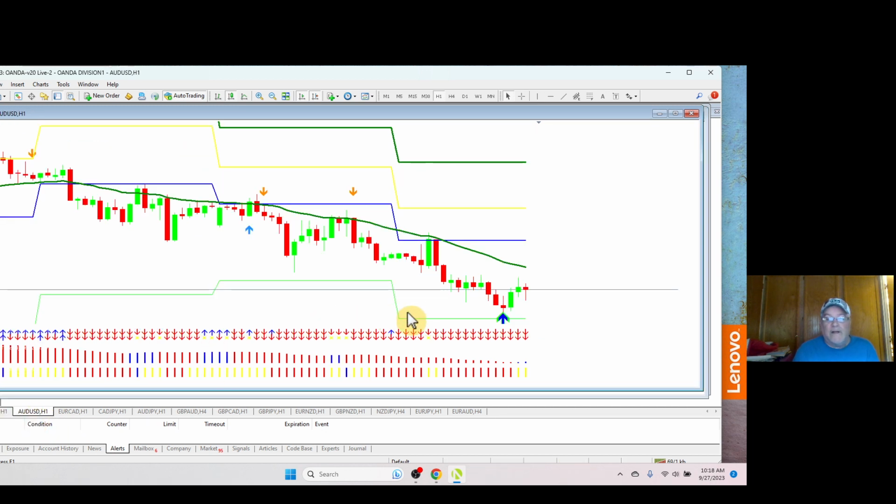The Aussie dollar 1 hour has made a buy. It's trying to make a poke down here. So we're looking for a buy opportunity here. So this looks pretty good, I don't think. Let's see.